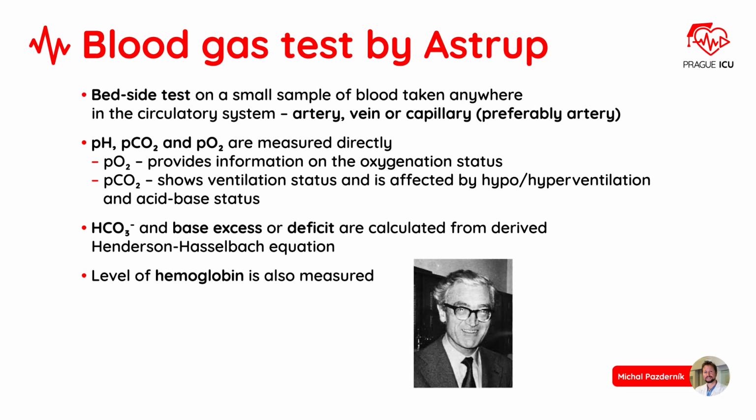Blood gas test by Astrup is another cornerstone. It's a bedside test on a small sample of blood taken anywhere in the circulatory system, but preferably arterial. pH, PCO2, and PO2 are measured directly. PO2 provides information on the oxygenation status. PCO2 shows ventilation status and is affected by hypo or hyperventilation and acid-base status. Bicarbonate ions and base excess or deficit are calculated from the derived Henderson-Hasselbalch equation. Level of hemoglobin is also measured in Astrup.